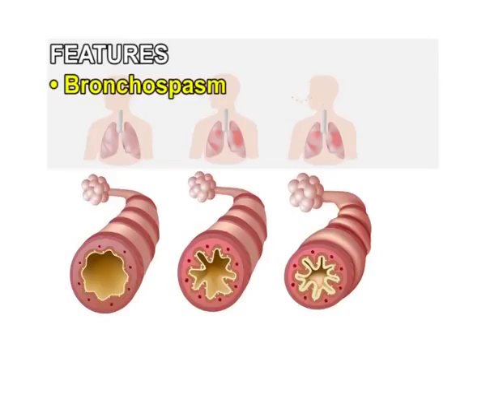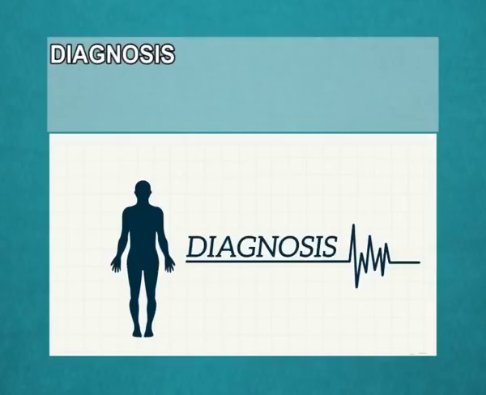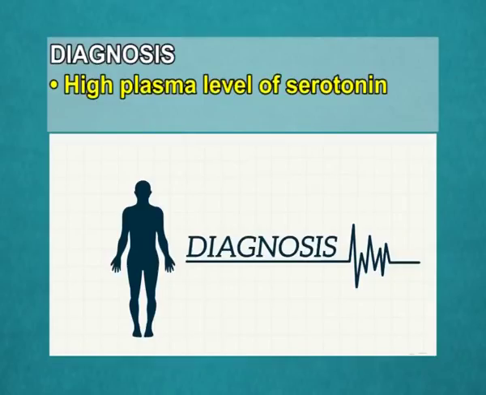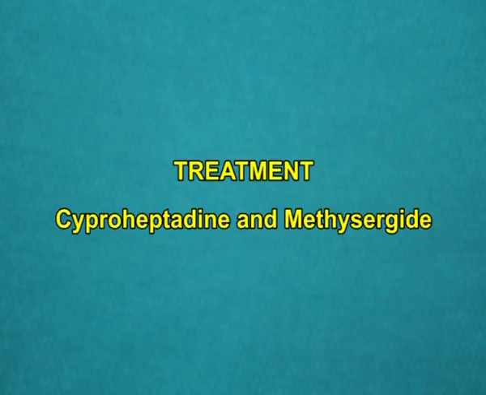Features are bronchospasm, GIT symptoms, diarrhea, colics, and flushing of the face. Diagnosis: you can see a high plasma level of serotonin and high 5-HIAA in urine. Now we are discussing the treatment. Treatment may include cyproheptadine and methysergide.